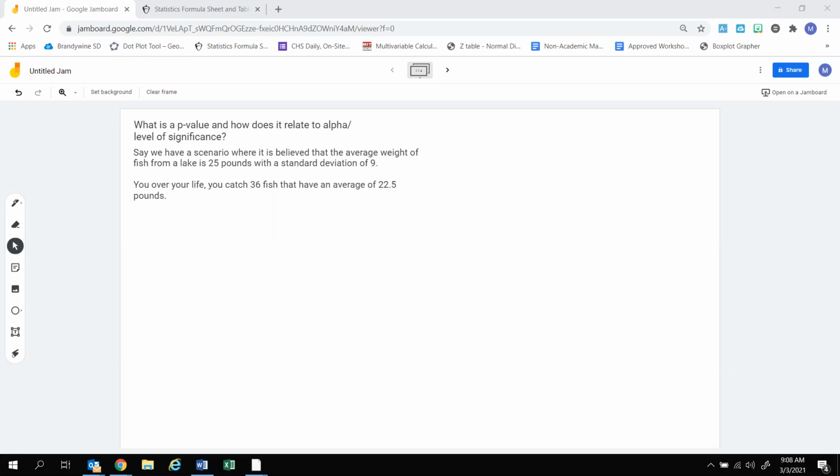So let's say we have a scenario. It's believed the average weight of fish from a lake is 25 pounds with a standard deviation of 9, okay? So we have our average is 25. We have our standard deviation is 9. Over your life, you catch 36 fish that have an average of 22.5 pounds.